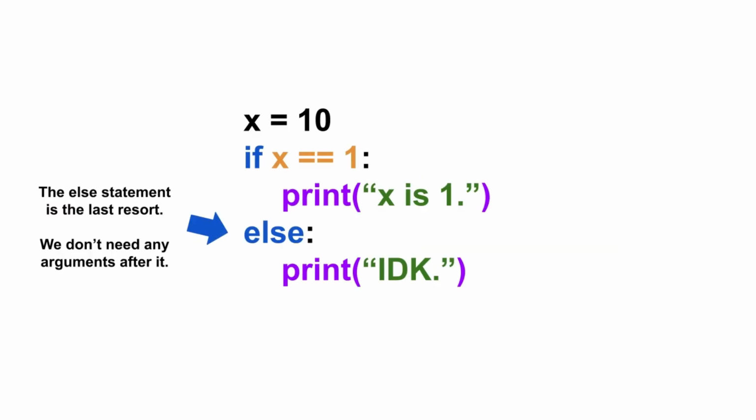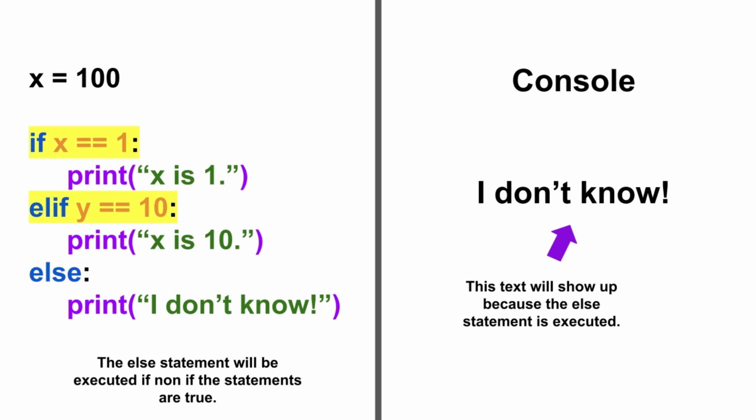And last, we have the else statement. The else statement is the last resort if none of the previous statements were true. We don't need any argument behind an else statement. And like the elif statement, the else statement will also be ignored if a previous statement is true. Here, since none of the statements before it were true, the else statement will run and we will see "I don't know" on the console.